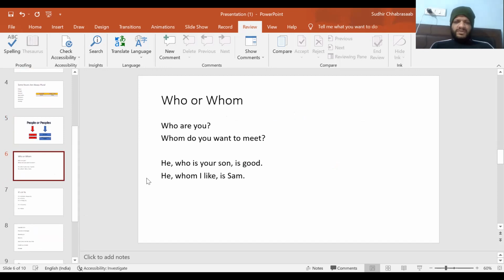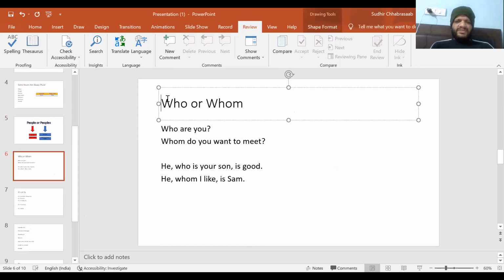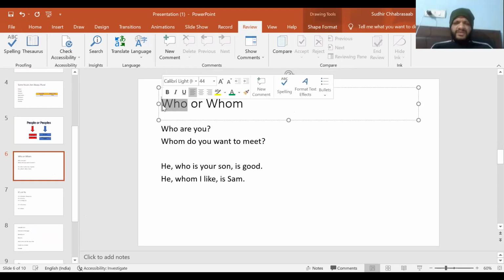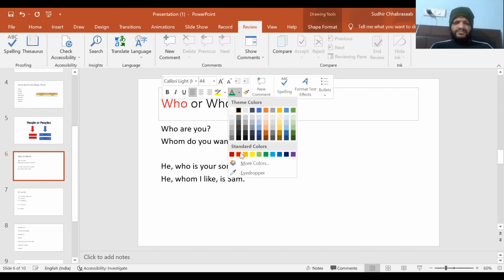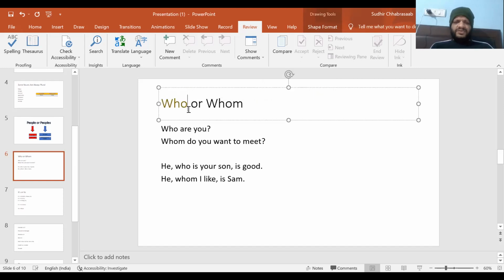Who or whom? Remember, who is always a subject, whether it's used in a question or as a relative pronoun to refer to something additional or important in between a sentence. Who is a subjective thing.